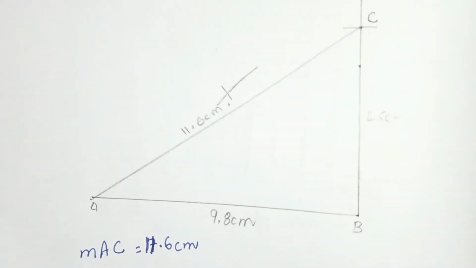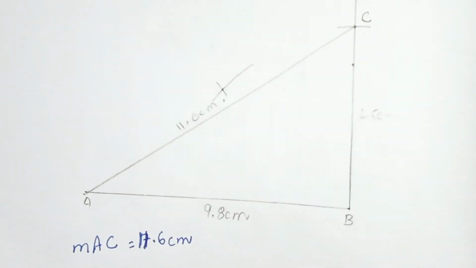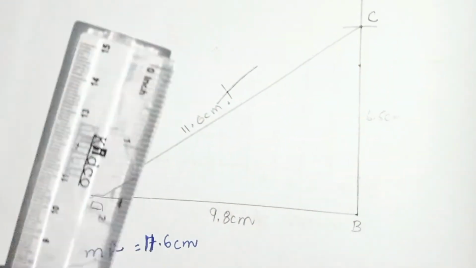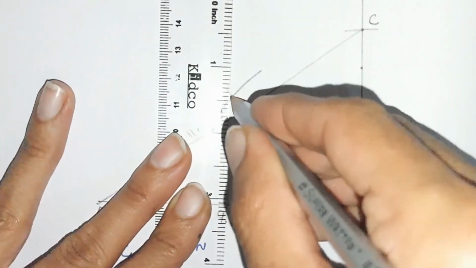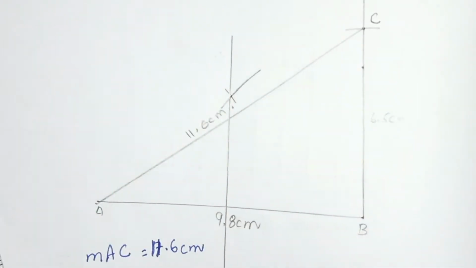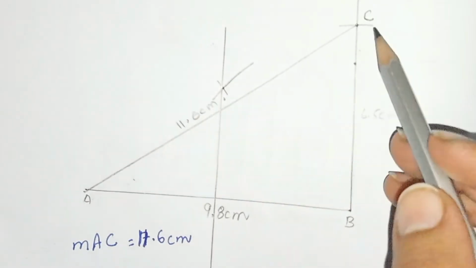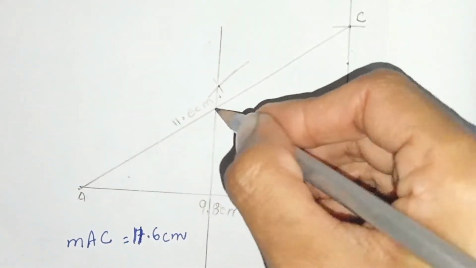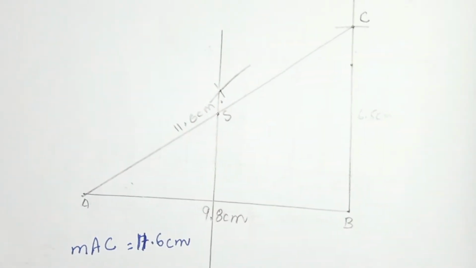this is the perpendicular bisector. Now join this point and that point which cuts AC, this point, and this we call S. This is given in the question.